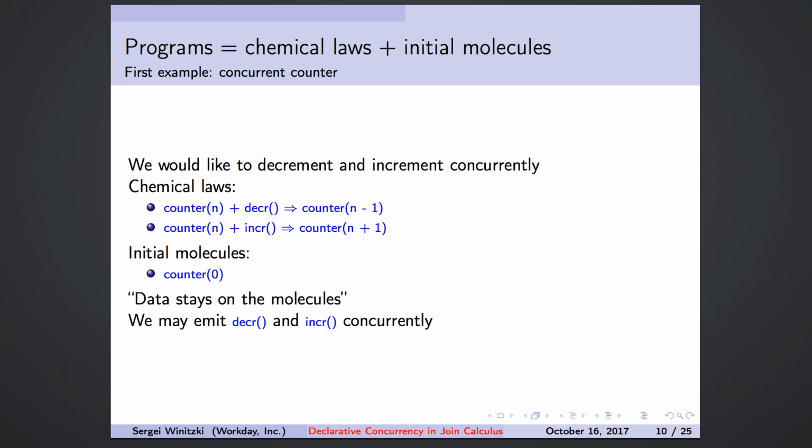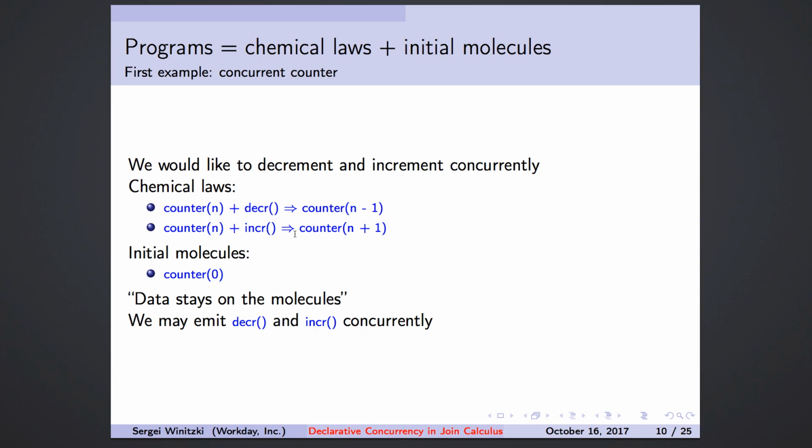Now, the operational semantics is such that when the reaction starts, it atomically consumes all input molecules. Then there is a computation, and then it emits output molecules. Initial molecules, we say it's counter with value 0. So now you see how this works. We can emit decrement and increment concurrently. And every time, the counter molecule will be first consumed and then emitted again. There is no danger of a race condition.